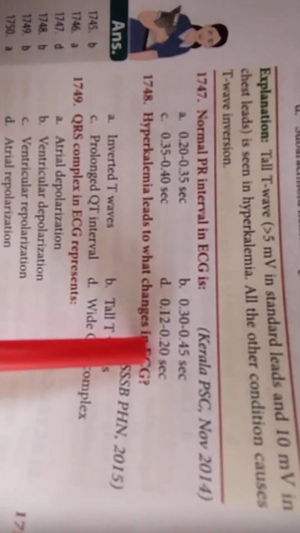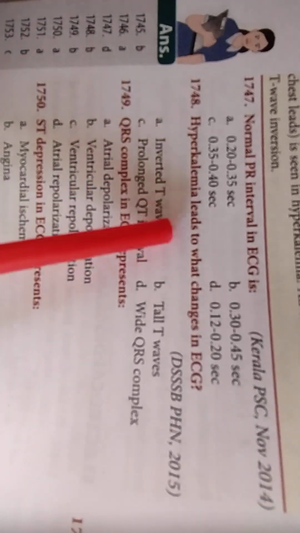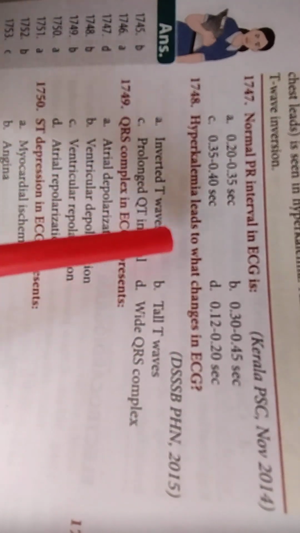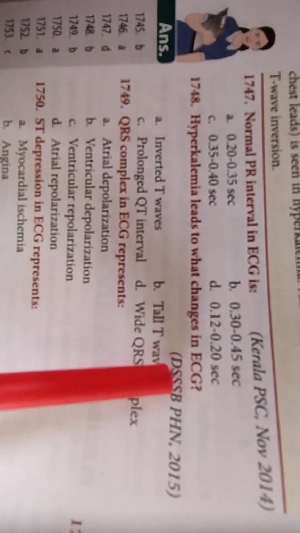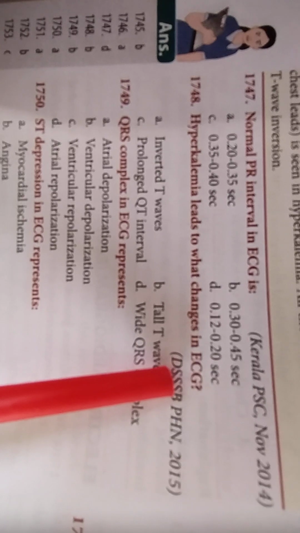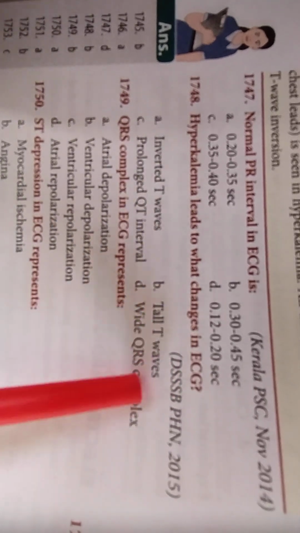Next, hyperkalemia leads to what changes in ECG? The answer is tall T waves.